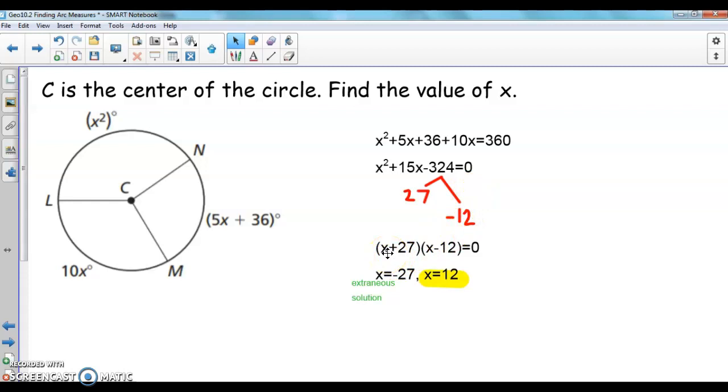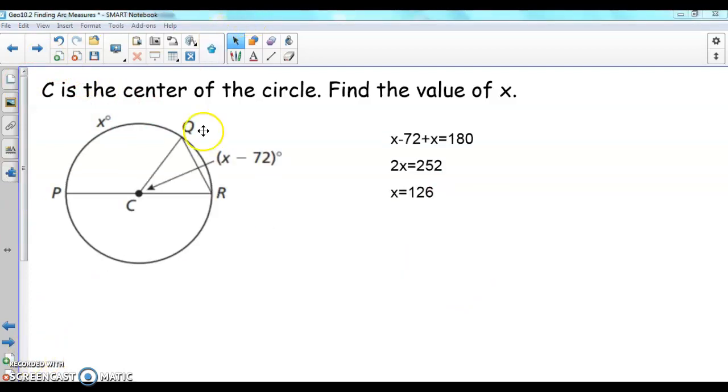Now if I use these two numbers to write the factors, I get x plus 27 times the quantity x minus 12 is equal to 0. So that means the solutions are negative 27 and 12. However, when I double checked and plugged the negative 27 into all of these expressions, I concluded that it is extraneous because it will make this value negative, which is not possible if you're trying to measure the minor arc. So my final answer will just be x is equal to 12.